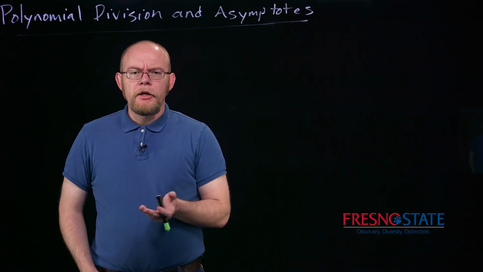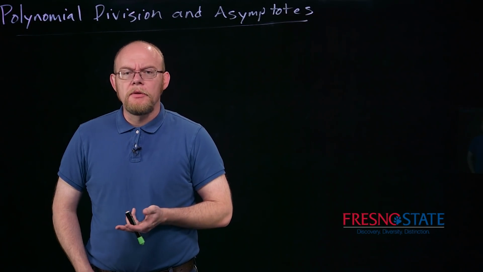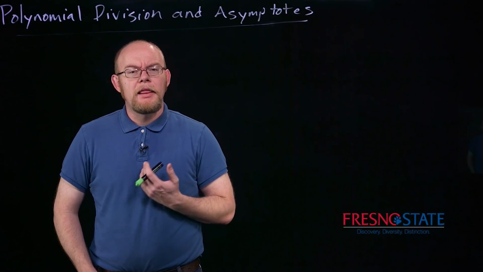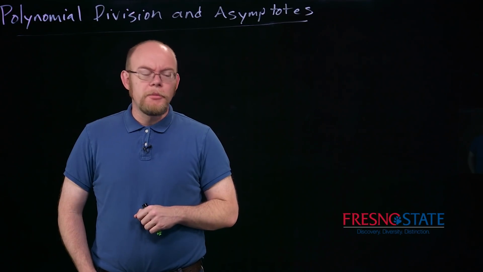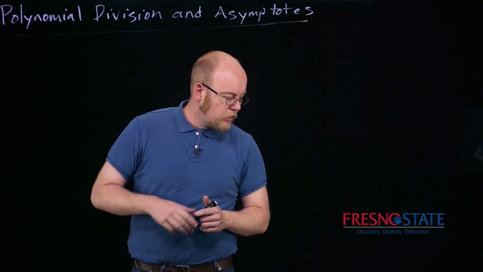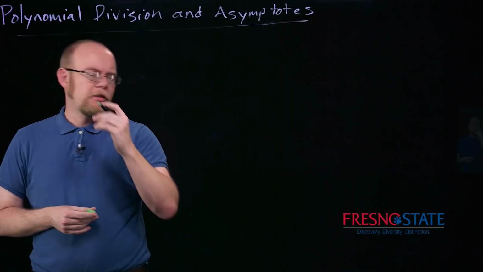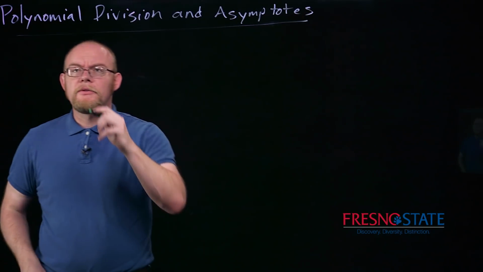All right, so now you've seen some videos on how to find asymptotes. I want to show you a slightly different way to think about asymptotes to help you figure out what's going on. And we're going to take advantage of polynomial long division to do so.